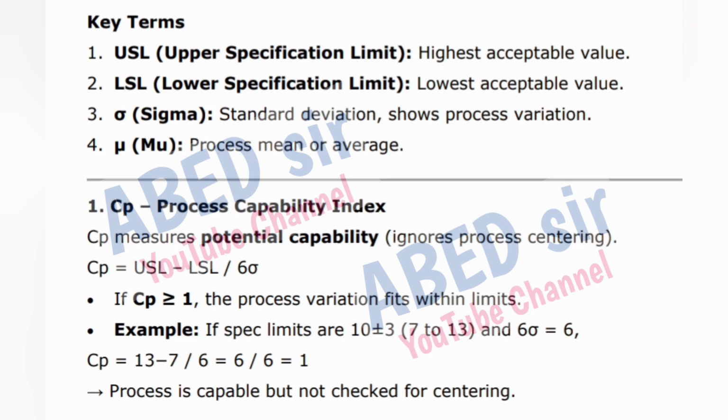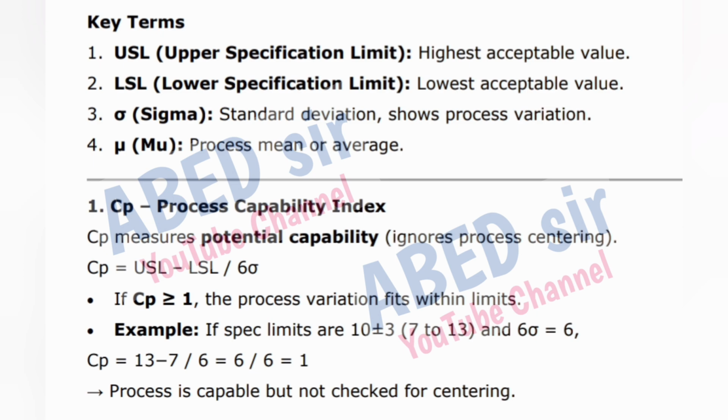LSL, lower specification limit, is the lowest acceptable value. 3. Sigma, standard deviation, shows process variation. 4. Mu, the process mean or average. 1. CP, process capability index. CP measures potential capability and ignores process centering. CP is equal to (USL minus LSL) divided by 6 sigma.